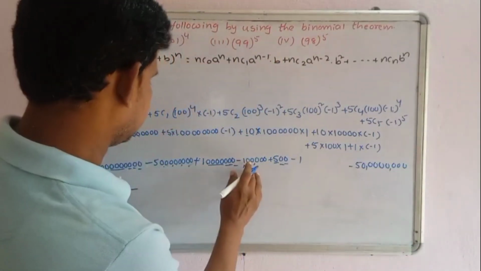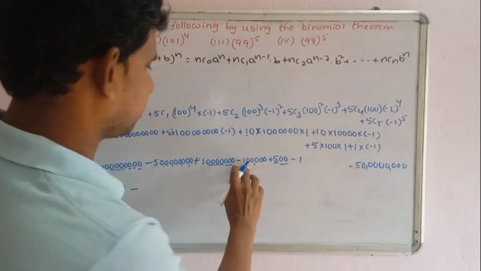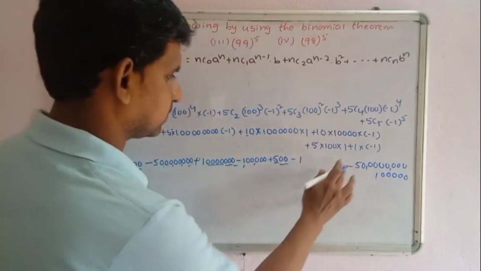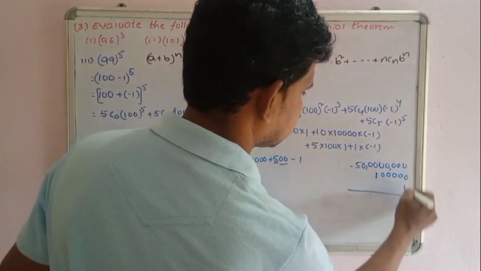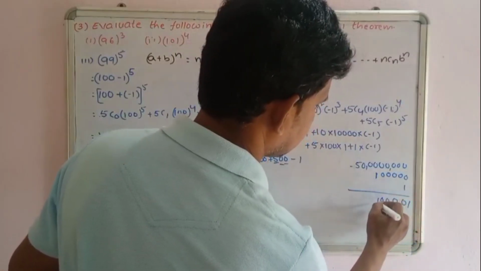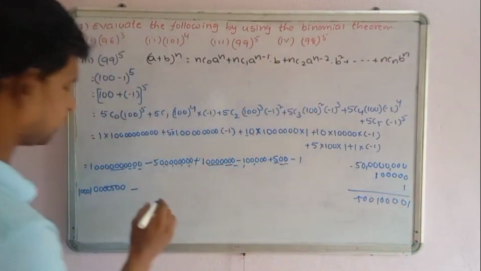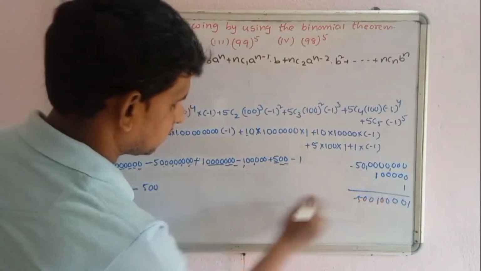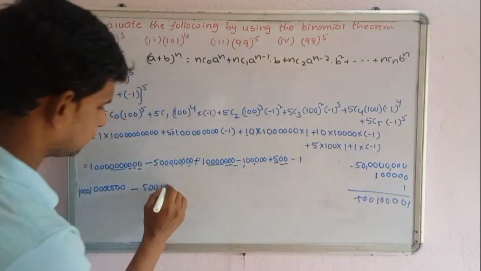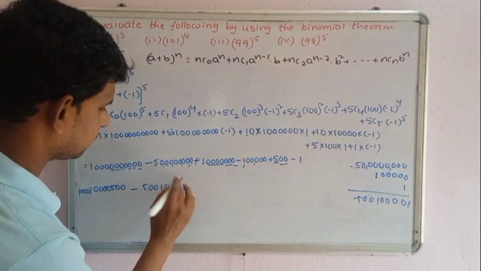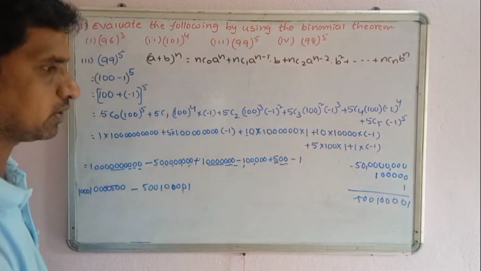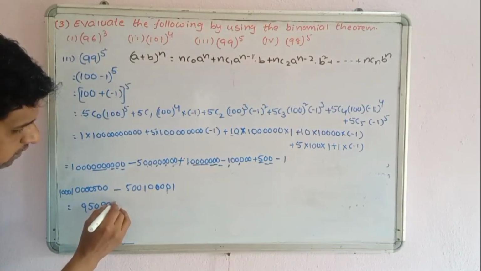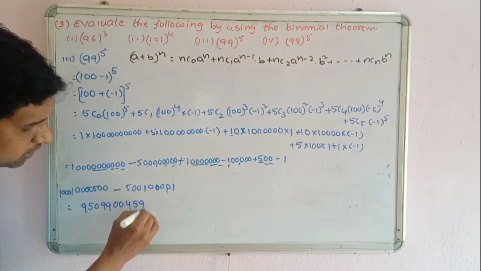Here how many zeros are there? This one: 1, 2, 3, 4, 5. Here 1 is there. Next, here one more 1. So add these three. 1, 0, 0, 0, 0, 1, 0, 0, minus 5. So what is the final value? Minus 5, 2 zeros, 1. How many zeros are there? Next 4 zeros: 1, 2, 3, 4. 1. Which equals 950 99 00 459.